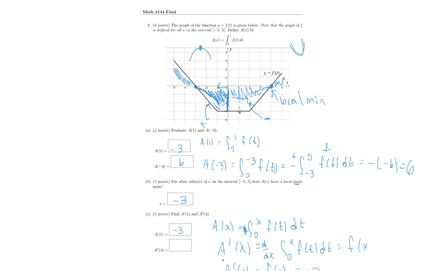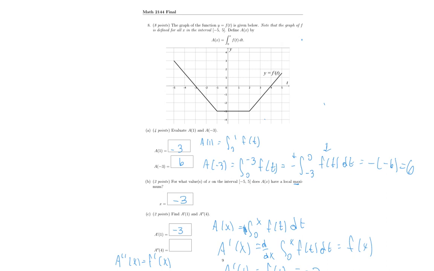And what does that mean about A double prime? If A prime is just f of x, then A double prime of x is going to be f prime of x. I'm going to erase some stuff because my picture is pretty convoluted, cleaning up the graph.